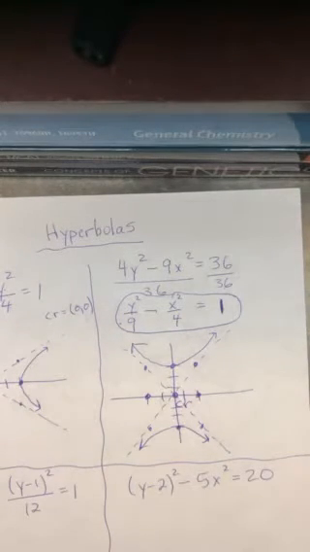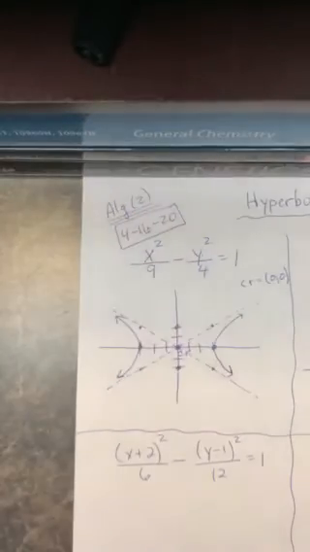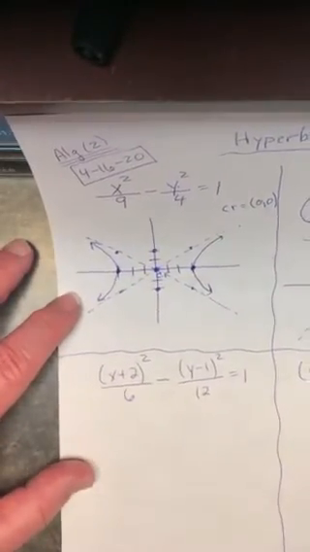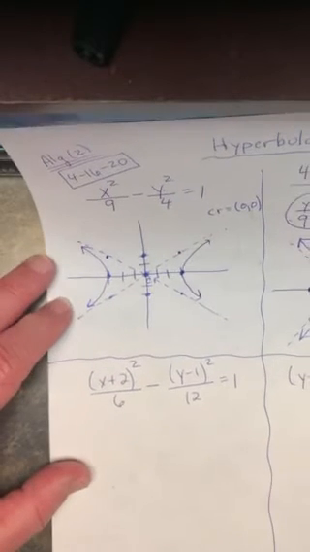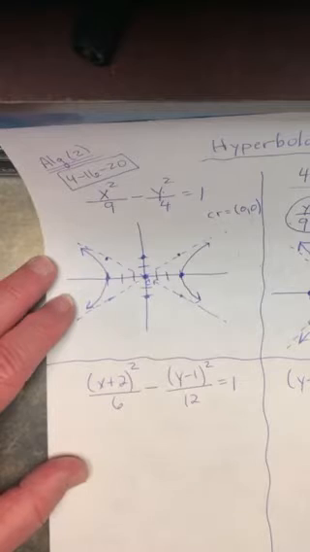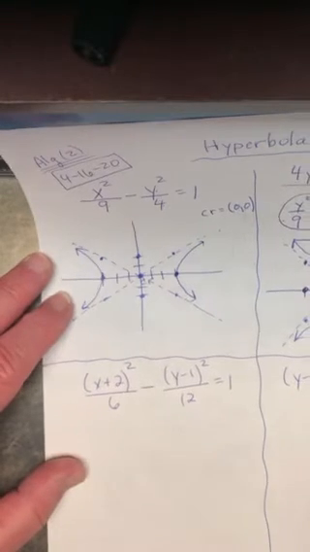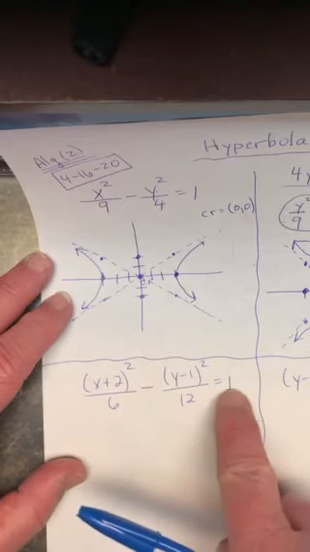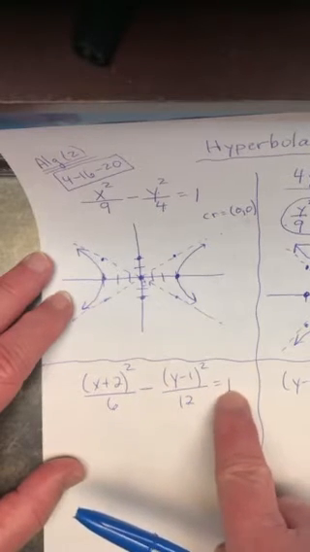Okay? Block 3, our third problem. It says x plus 2 squared over 6 minus y minus 1 squared over 12 equals, ooh, good news, equals 1. So guys, look, minus in the middle, it's a hyperbola. It's equal to 1, so it's in standard form.